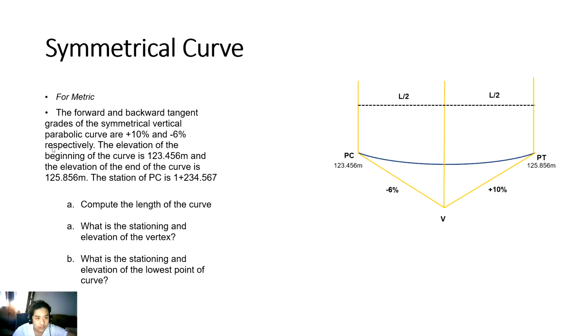So, based dito sa given, sabi dito, plus 10%. So, lagi natin tatandaan na ito yan. So, plus 10%, ascending siya. Then, yung backward tangent niya, negative 6%, descending naman siya. So, having this kind of figure, malalaman natin na ito ay isang sag curve.